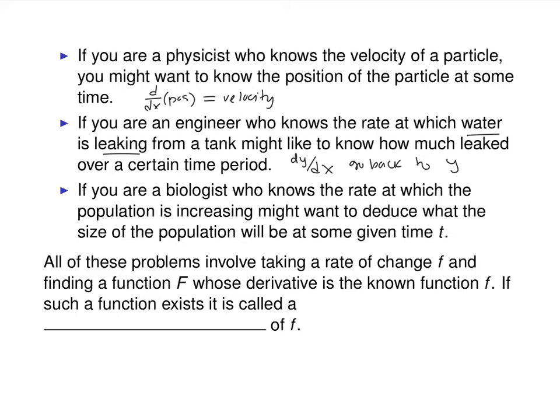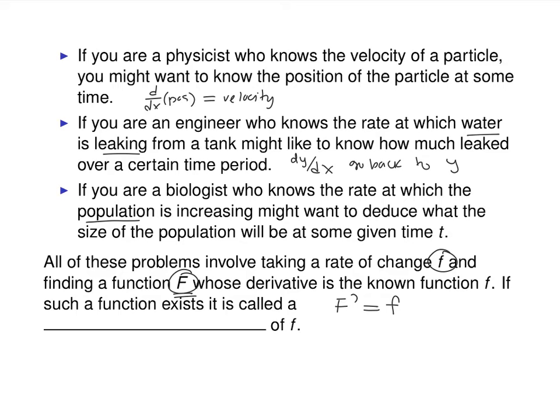You might also know how fast your population is increasing, which also is like a rate of change or a derivative, right? And you want to go back to how big is the population at a specific time. And so all of these problems involve taking a rate of change f and finding a function that we're going to call capital F. And for that function f, the derivative of capital F must equal little f.